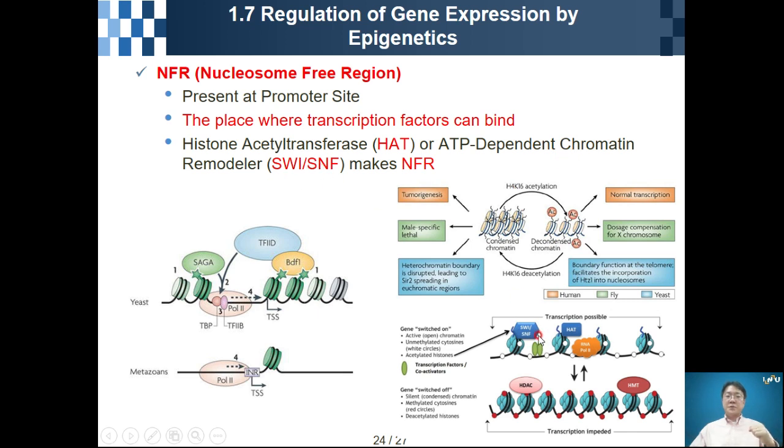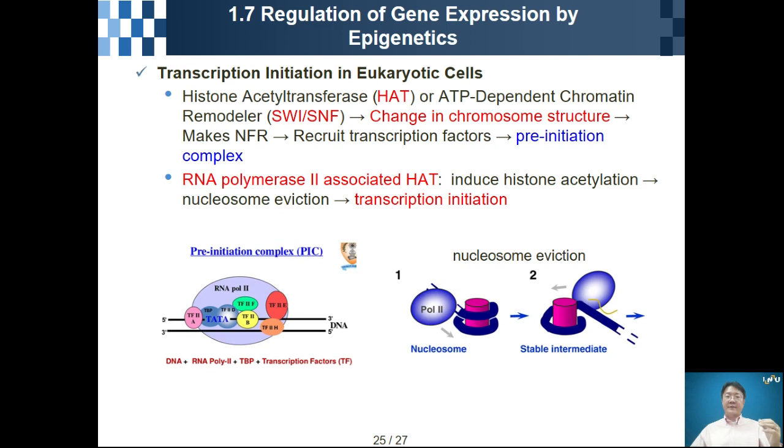This is the SWI-SNF complex. This complex also remodels the chromatin structure, and after that it can make the NFR region. So usually HAT or the SWI-SNF complex makes the NFR region. The NFR region is the place where transcription factors can bind. Next, I will explain transcription initiation in eukaryotic cells.